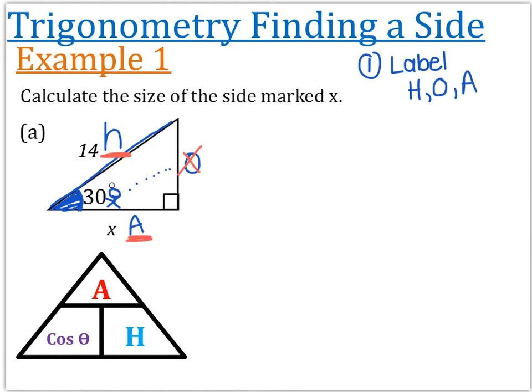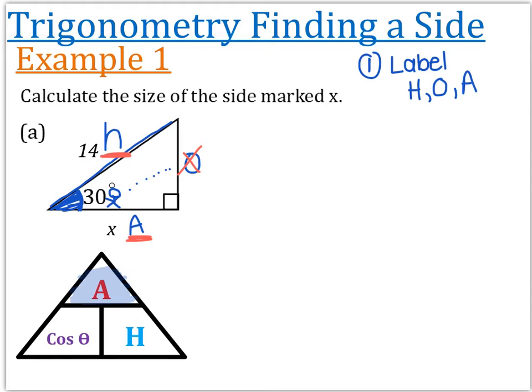And not at all by coincidence, the little triangle that's down here also has the letters A and H in it. Now what we want to do is find out how much A is. That's the whole plan for right now. We're trying to find out how much side A is. So using the cosine triangle that's down below, I want to find out the adjacent side, so I'm going to cover up this letter A.